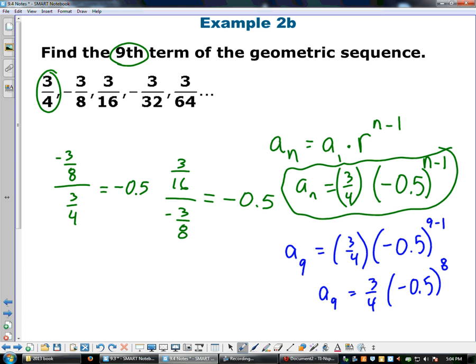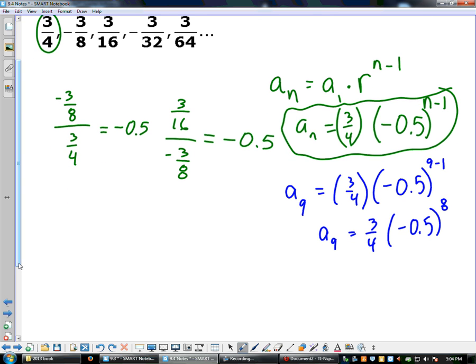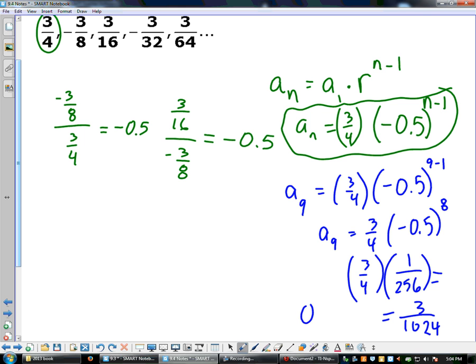And when you work that out on your calculator, it turns out that -0.5 to the 8th is really 1/256. And we multiply that by 3/4, and we end up getting 3/1024. And if you got a decimal for that, that's okay too. That's 0.00293.